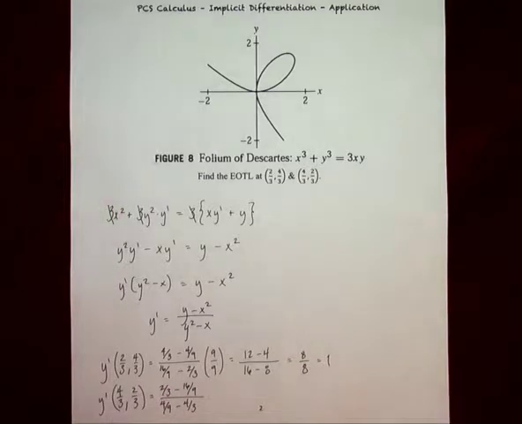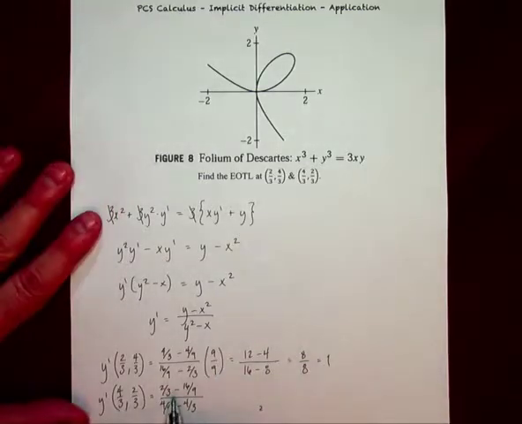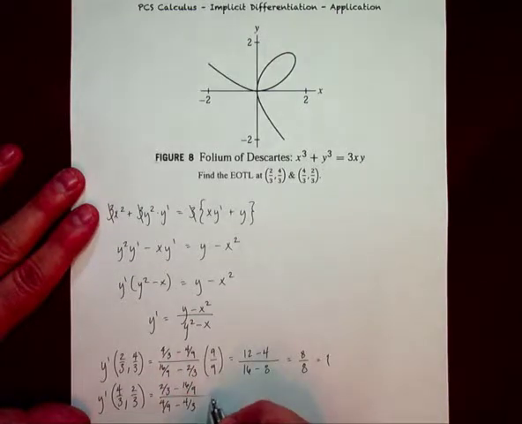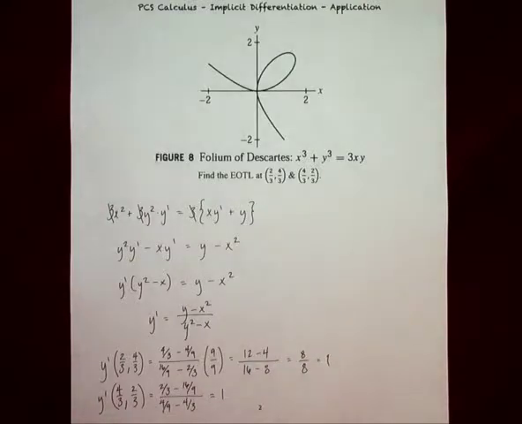I don't have to do this because obviously this numerator is the negative of that denominator. This denominator is the negative of that numerator. So I'm just going to get negative 8 over negative 8. The slope here is also 1.